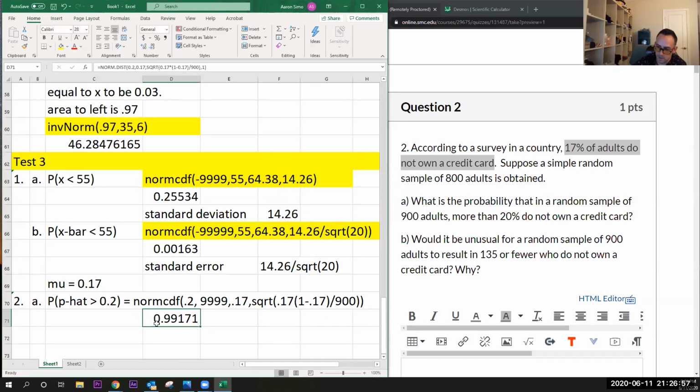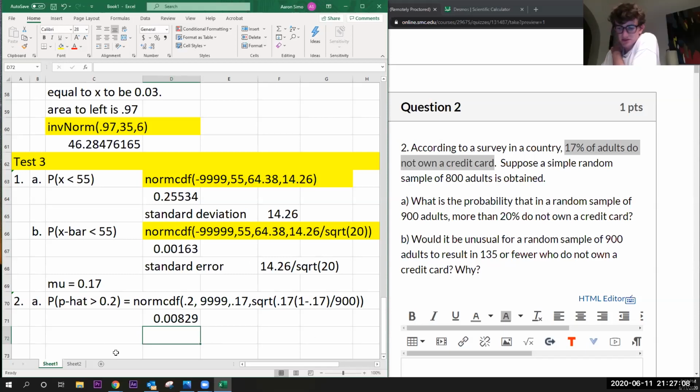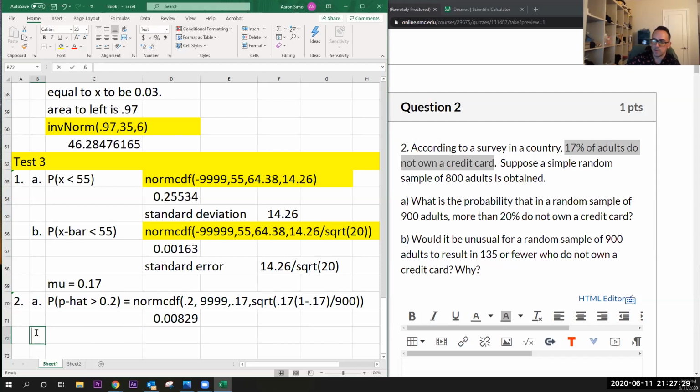Did you get the opposite of that, the complement of that, or did you get the answer? Yeah, 0.00828. Wow, that's pretty good, man. Right, I had to do the complement because for some reason Excel works differently, but yeah, that's a good one.